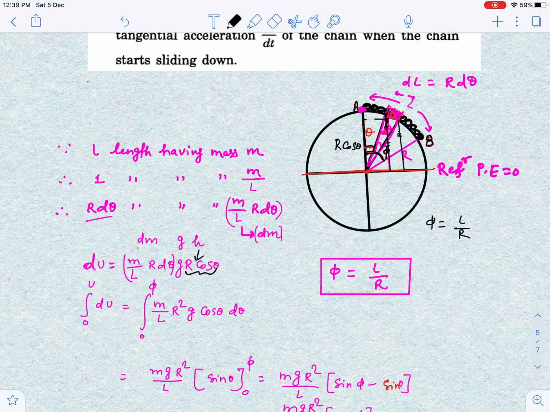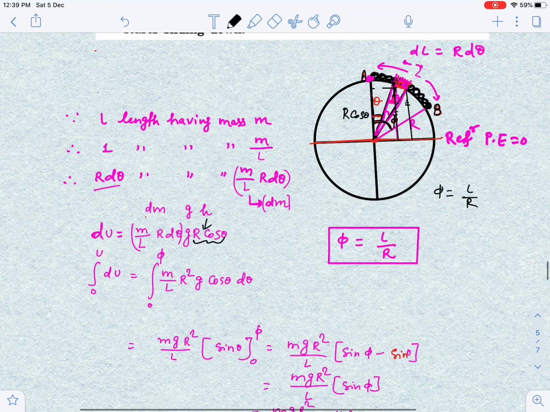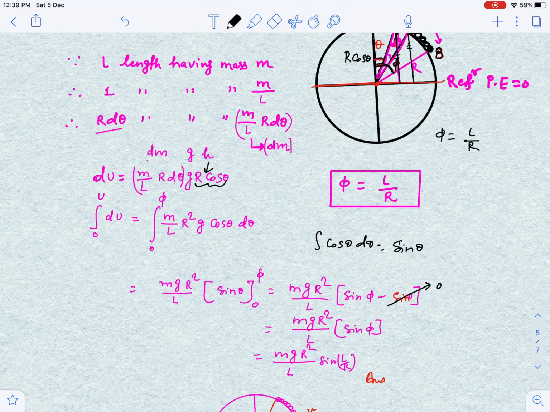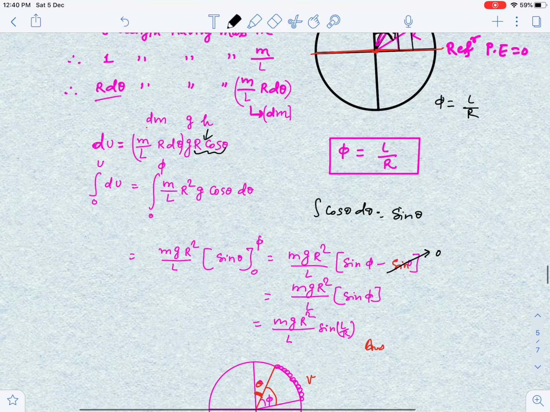So U is equal to the integration from 0 to phi of m by L r square g cos theta d theta. I know the integration of cos theta is sin theta. Remember this formula, guys. So m g r square by L sin theta, with limits from 0 to phi. So m g r square by L, sin phi minus sin 0. Sin 0 is 0, so I will not write it again. So m g r square by L sin phi, and the value of phi I have taken as L by r. So this is the answer of part A, guys.